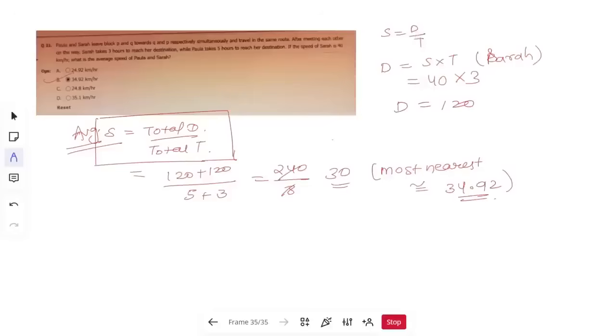Now if you see in the question, the speed of Sarah is given already, right? Speed of Sarah is 40, and also we are given the time taken by Sarah. So time taken by Sarah is 3 hours. So when you solve it, you will get the distance as 120.